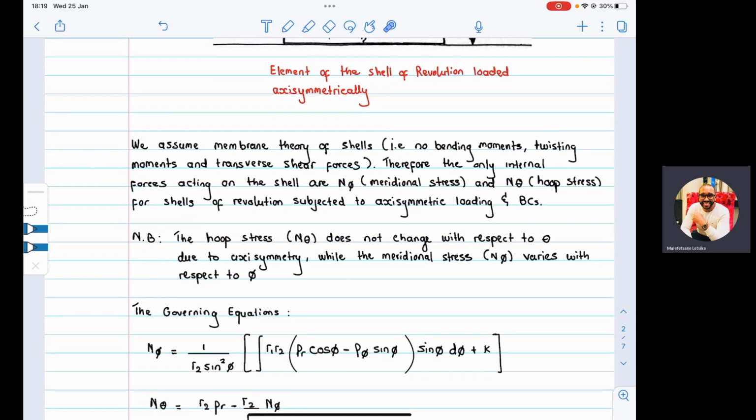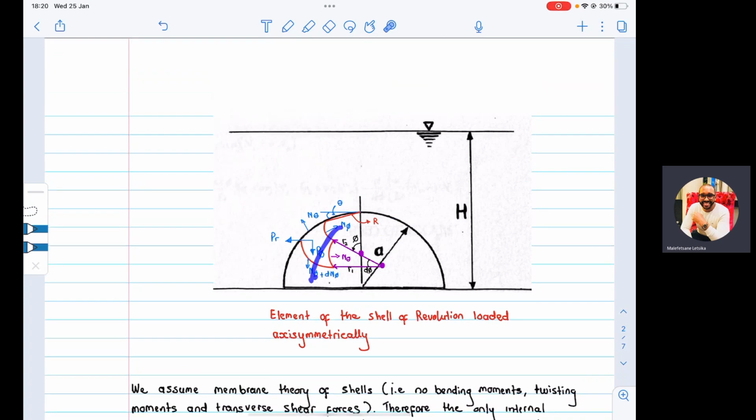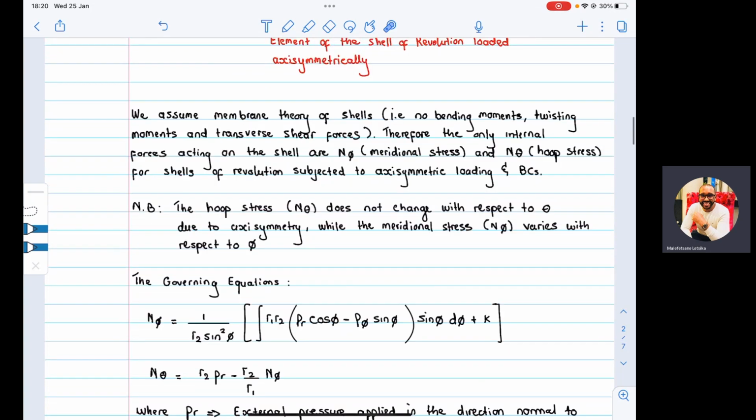It's basically what I've talked about, that we assume membrane theory in shells. It means shells that are loaded axisymmetrically and shells of revolution, of course. Therefore, only internal forces, which are the meridional stress, acting in that direction, and the hoop stress, acting in that direction. Okay, so whenever you deal with shells and you get to analyze them, those are very important stress resultants to derive. Extremely important, and hence why we're dealing with them in this question. Of course, assuming also the boundary conditions are satisfied.